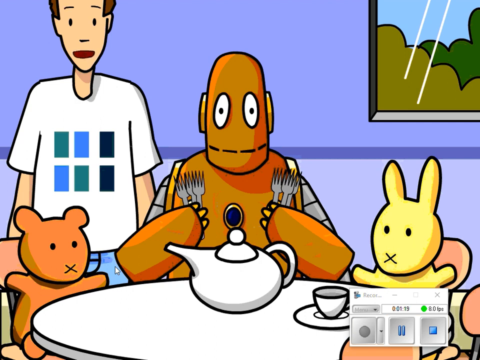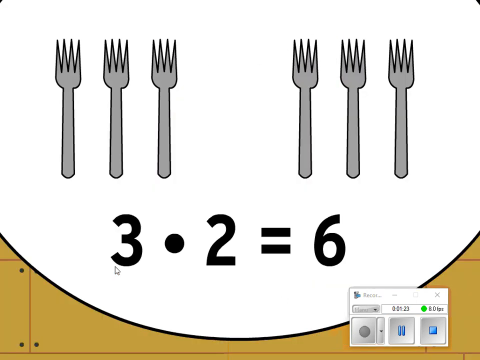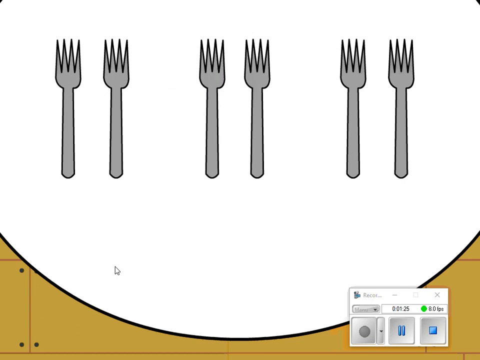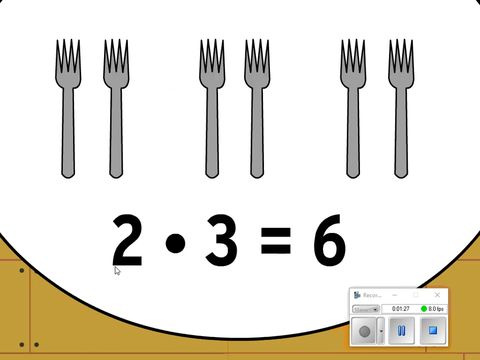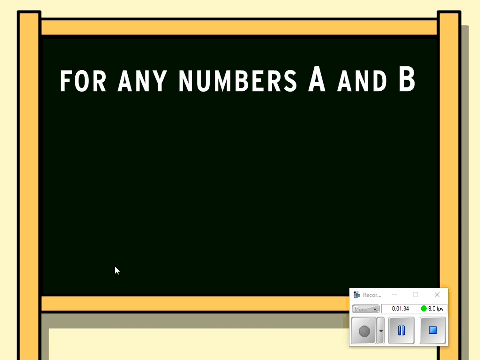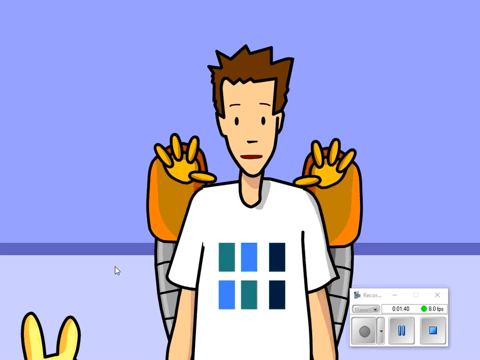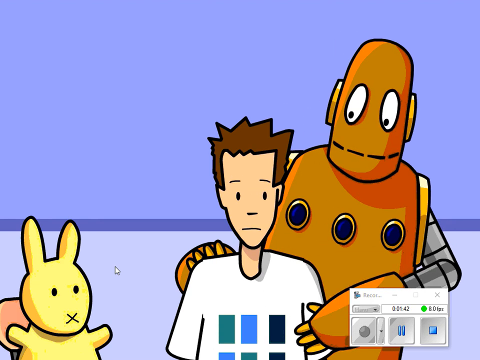There's a commutative property of multiplication, too. 3 times 2 equals 6. And 2 times 3 equals 6. 3 times 2 equals 2 times 3. For any numbers A and B, A times B equals B times A. There we go, the commutative property of multiplication.